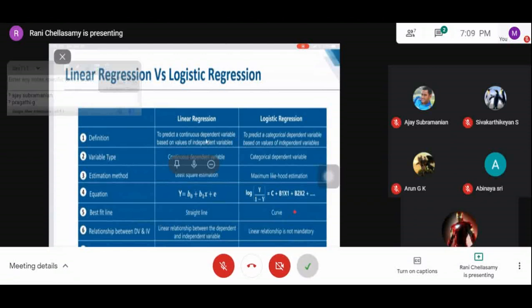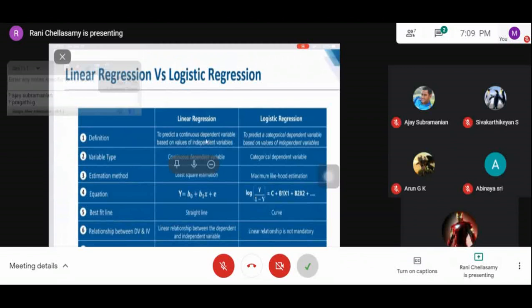And for the relationship between the dependent variable and independent variable, in linear regression there will be a linear relationship between the dependent and independent variable. What does this mean? Whenever the independent variable increases, there will be a linear increase in the dependent variable also. In case of logistic regression, that linear relationship is not mandatory.